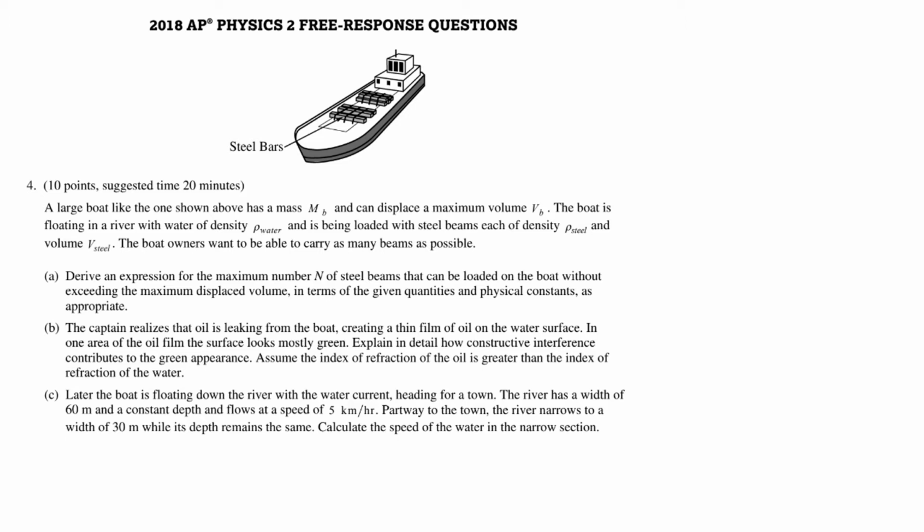All right, so let's think about what's going on here. We know the formula for this. The force of gravity is going to be pulling it down and the force of buoyancy is going to be pushing it up. But those two things have to be equal. So let's calculate the force of buoyancy. The force of buoyancy is rho Vg, and that has to equal mg of the boat plus nmg for the steel beams, times however many there are.